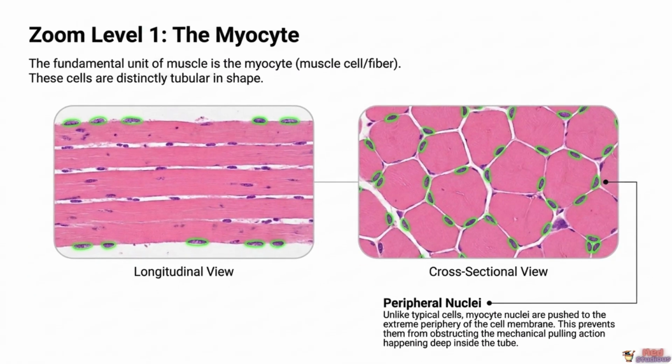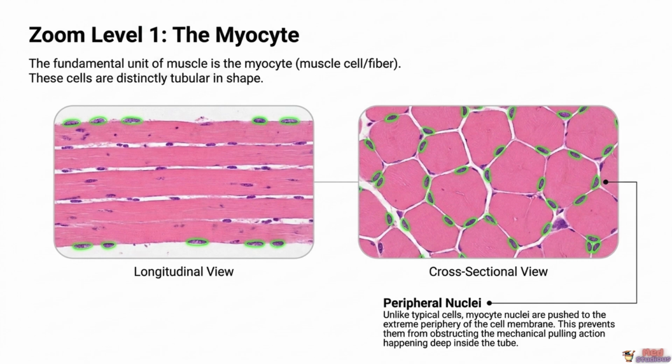Now we zoom in to level 1, the myocyte, the fundamental cellular unit of skeletal muscle, also referred to as the myofiber. These are not your average circular human cells. They are massive, elongated, perfectly cylindrical tubes that can run the entire length of a muscle. When you view them in a cross-sectional cut, you will notice a fascinating histological phenomenon regarding their nuclei.